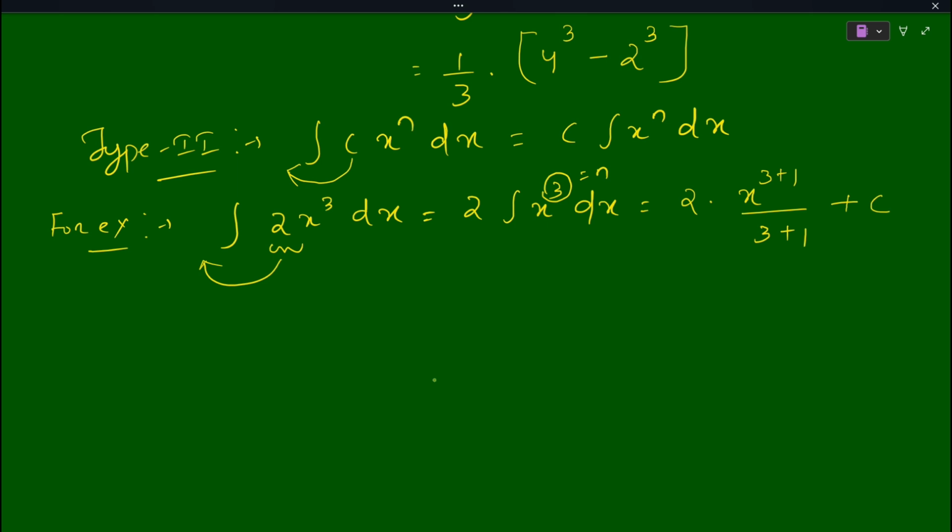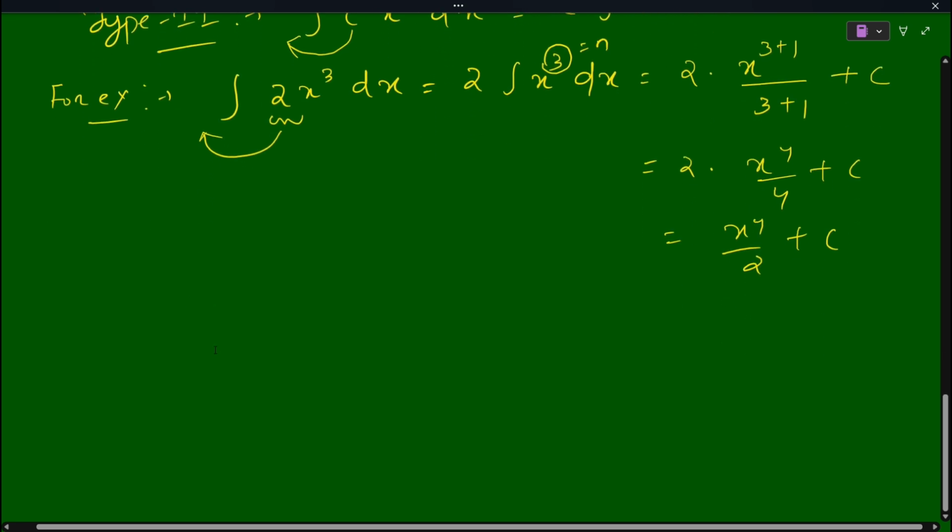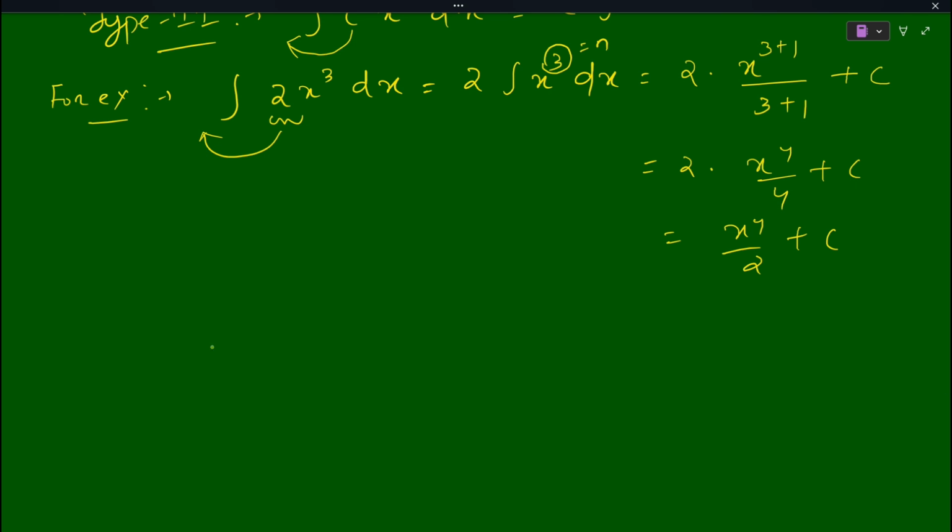So now this value is 2 into x to the power 4 by 4 plus c, that is x to the power 4 by 2 plus c. If it is a case of a definite integral, then instead of writing plus c, we will use the limits on the right side here.